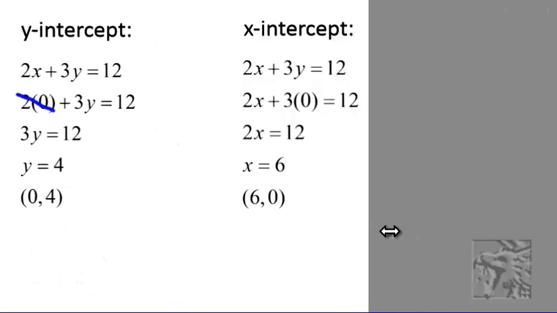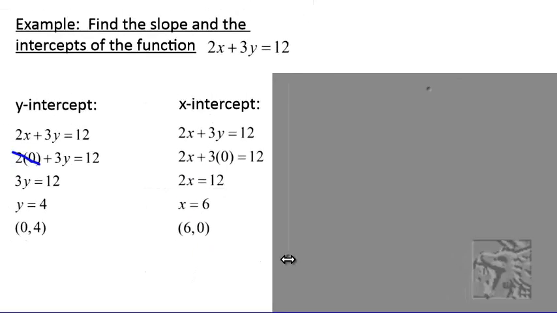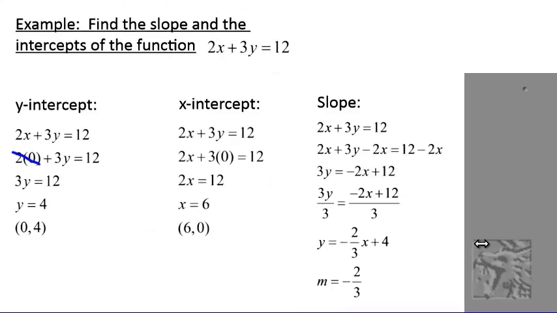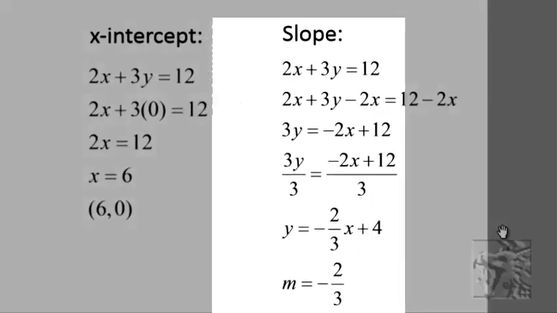The x-intercept occurs when y is 0. So I put a 0 in for y. So 2x plus 3 times 0 equals 12. 2x equals 12. So divide by 2, I get x equals 6. So the x-intercept occurs at (6, 0). Now the slope in this case is not quite as easy to find because it's not in slope-intercept form. So it's not just the number in front of x.